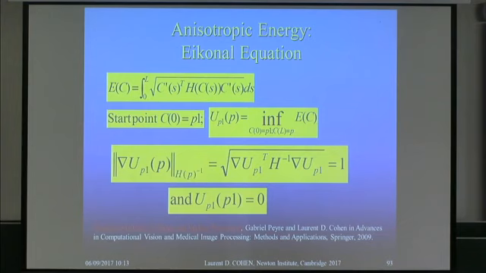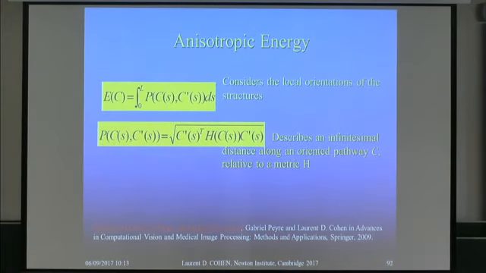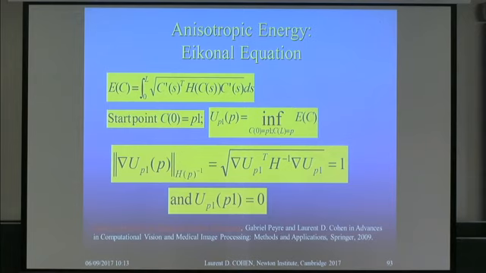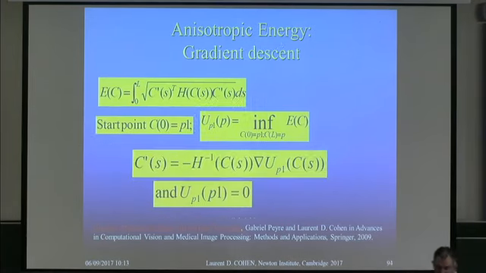So this can be shown by defining U the same way as before, to be the minimal length along all paths between P1 and P. Then it can be shown that U_P1, the anisotropic weighted distance, will satisfy this eikonal equation where H is the tensor field defined on the image domain, and still with U_P1 of P1 equals 0. So now, in order to find a geodesic from P2 to P1, instead of gradient descent, the direction of descent is deviated by H minus 1.